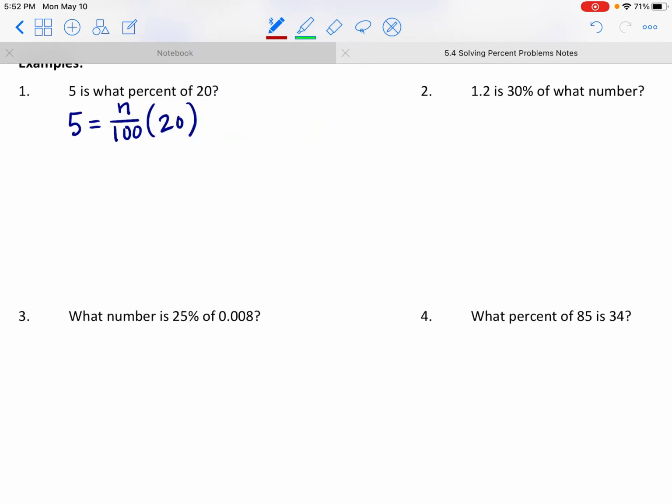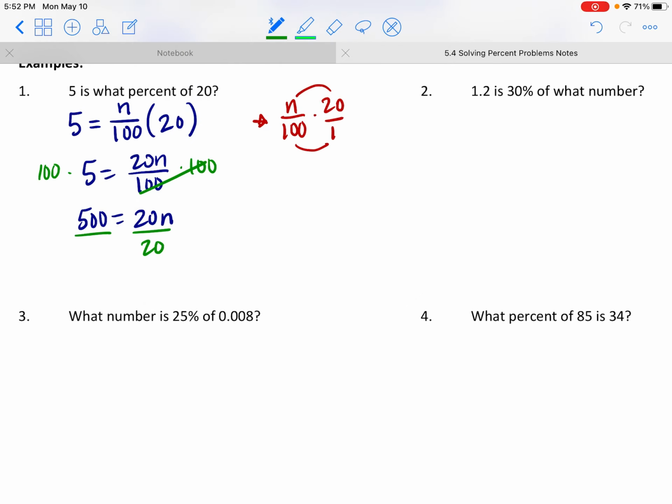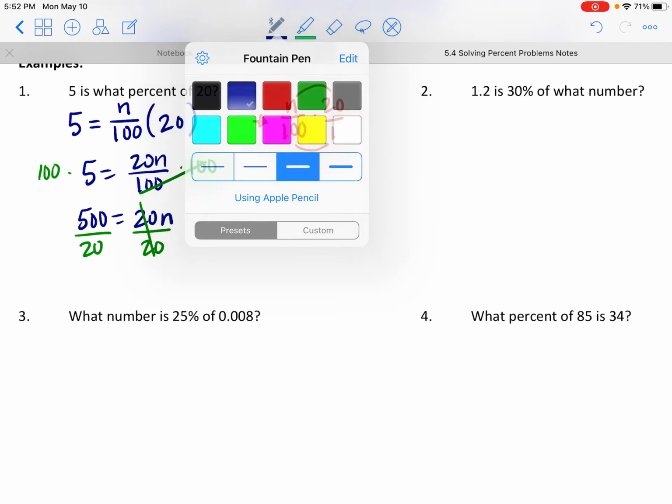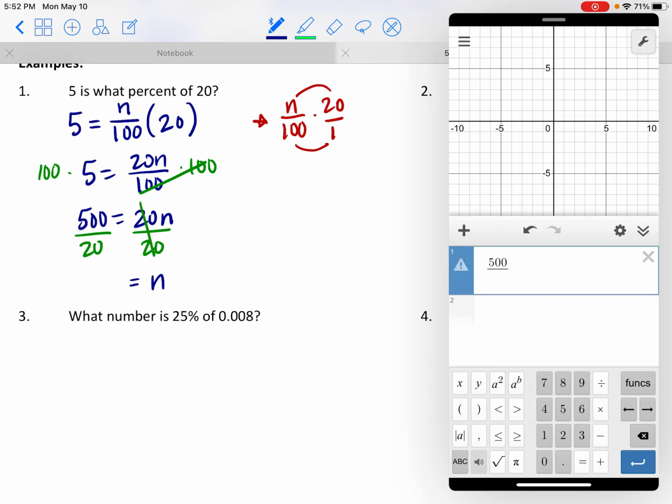Now, just a little side note on this one. When I'm multiplying n over 100 by 20, it's really 20 over 1. So it's 20n over 100 altogether. So what I'm looking at is 5 equal to 20n over 100. So if I want to solve for n, I'm going to multiply both sides by 100 first. That gets rid of this division by 100. So 5 times 100 is 500 equal to 20n. So now I have to get rid of multiply by 20, so I divide both sides by 20. That gets rid of that. So now n is all by itself equal to 500 divided by 20, which should be 25. Good. So n equals 25.